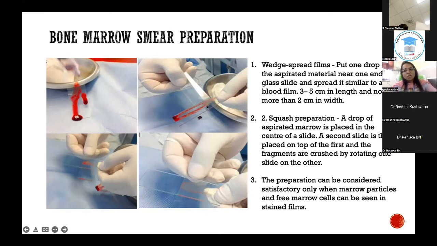For squash, we put one drop of blood on the middle of the slide, and with a different slide, we spread it like we make a cytology smear. So we can make two types of smears: the wet smear, like we make for blood smears, and the squash smear, like we make in FNA smears or cytology smears.